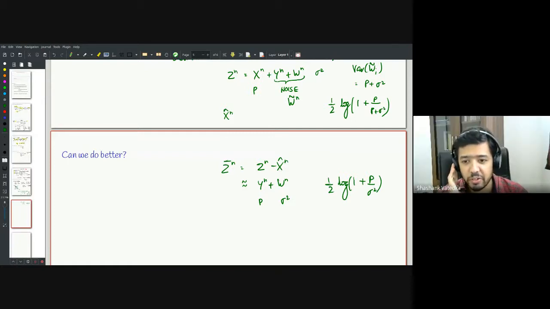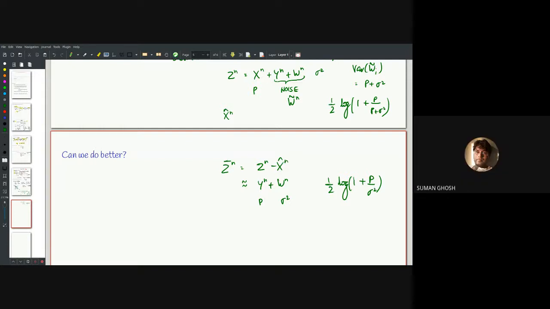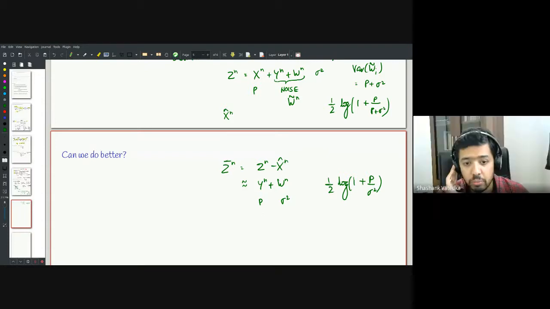Sorry, your voice is not audible. Can you repeat? So I'm saying that the first step will be working provided W tilde n is Gaussian, right? W tilde n is Gaussian, yes. So that's an assumption I made, but it turns out that even if it is not Gaussian, as long as it is IID, you can achieve any rate below half log 1 plus P over P plus sigma square.